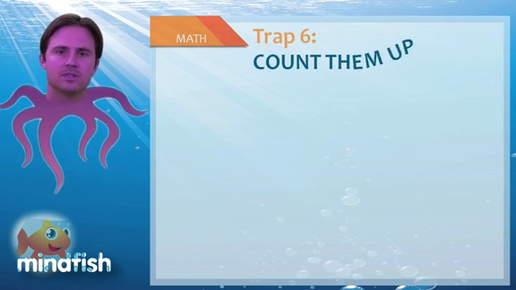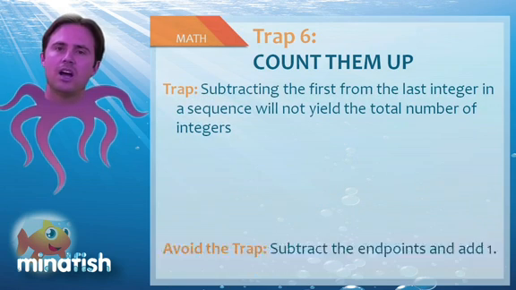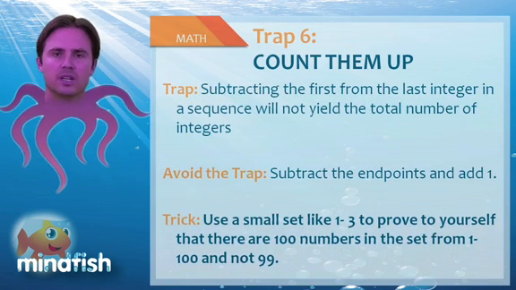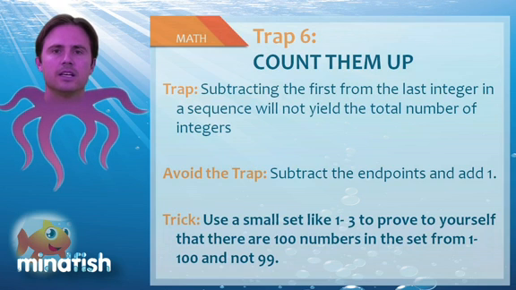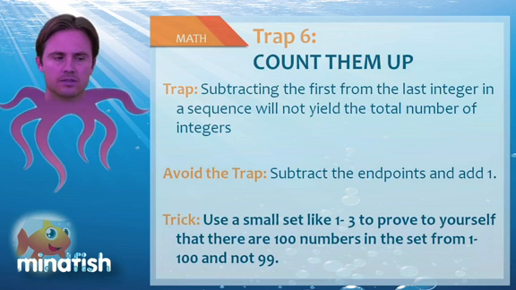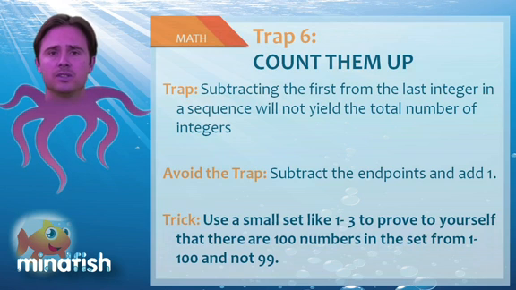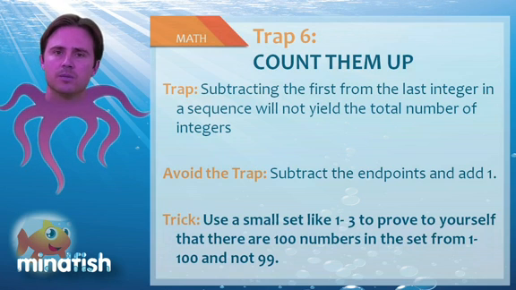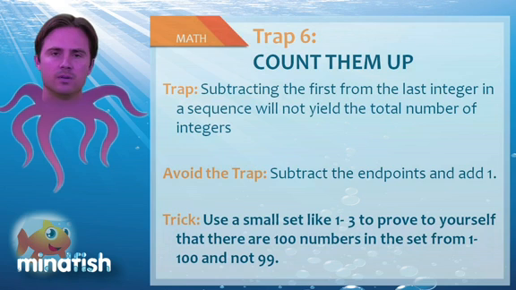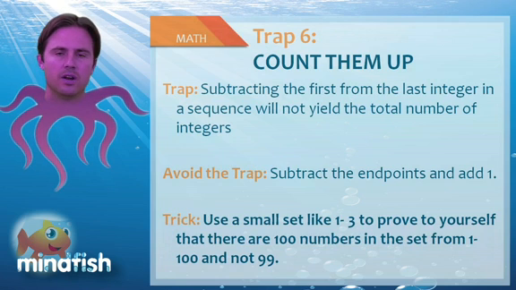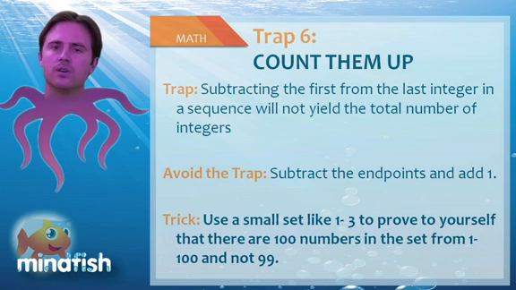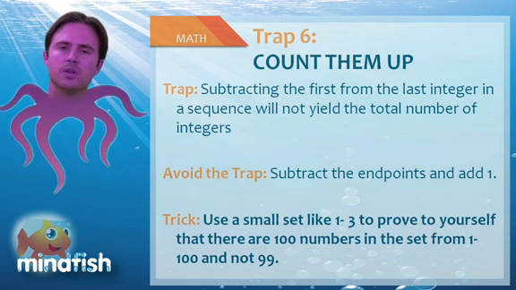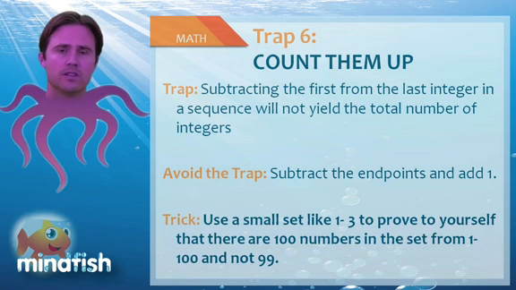Our last trap is called count 'em up. It's a fairly simple trap, so we're hoping you can avoid it by just understanding it and being prepared for it. When you count up numbers, it's tempting to subtract. For example, if I said how many numbers, including 1 and 3, are there between the numbers 1 through 3? If you looked at it, you can easily see 1, 2, and 3, there are 3 numbers. However, if you subtract 3 minus 1, you only get 2. So remember, when you subtract, you're going to lose one of the actual numbers.